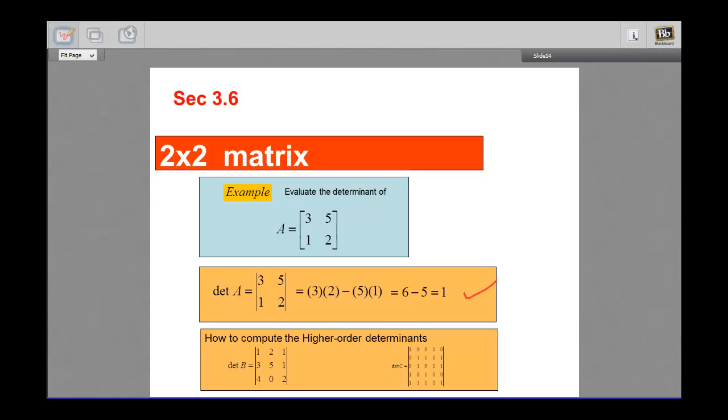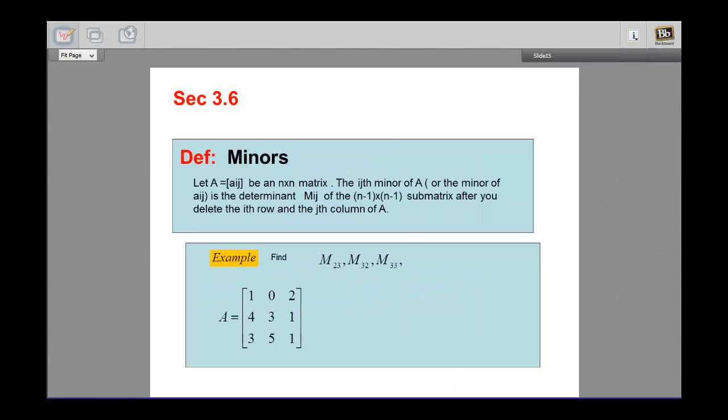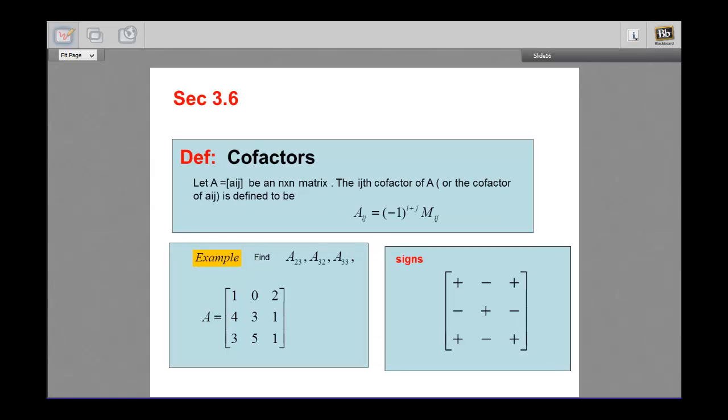How to compute higher order determinants? If we have a 2 by 2, 3 by 3, 4 by 4, then what's the procedure to evaluate the determinant? Here they are showing minors and cofactors. In the cofactors, we keep in mind that first we put the plus sign, then minus, then plus if we are going row wise. Similarly, if we go column wise, same thing: first plus, then minus, then plus. In this way we open the bracket.